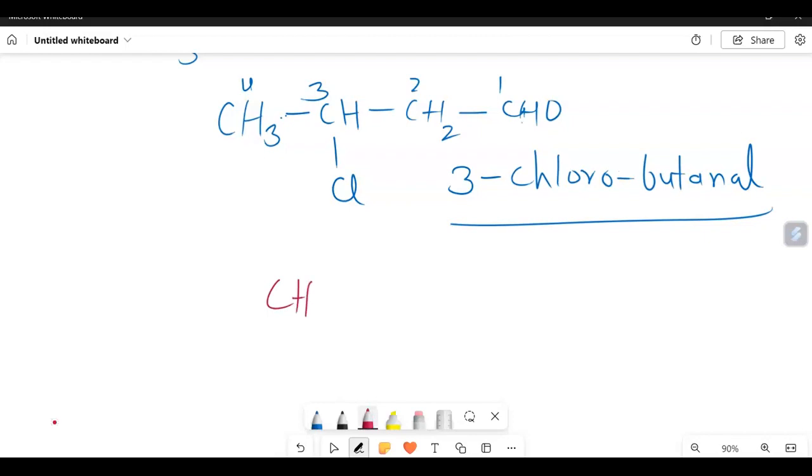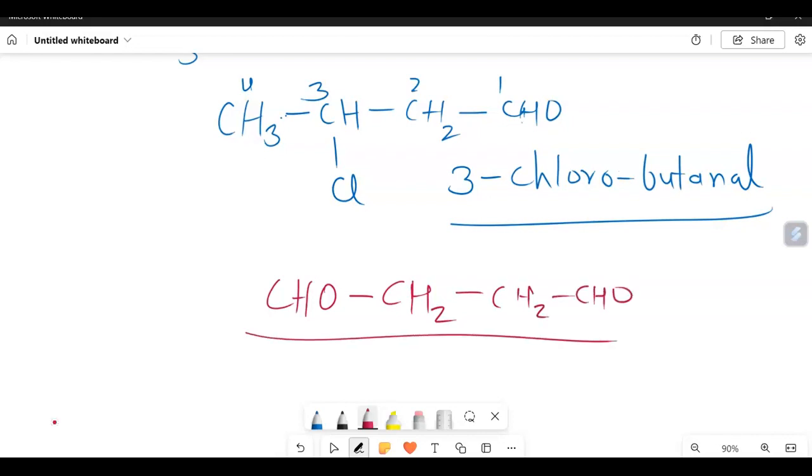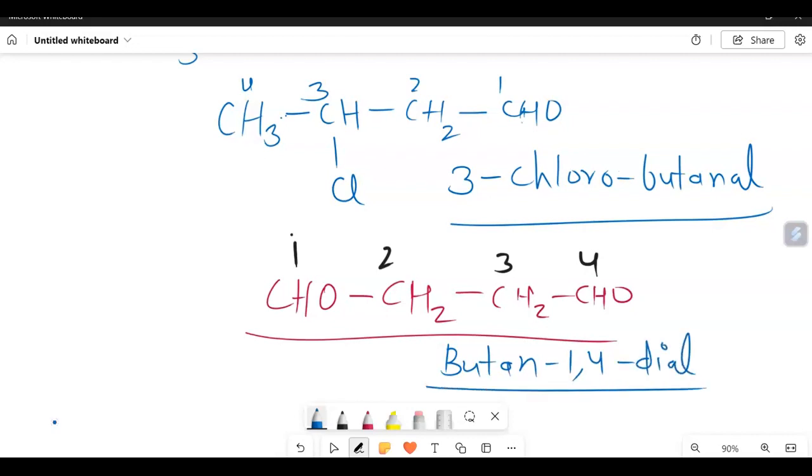What if there is 2? For example, CHO CH2 CH2 CHO. What can you name it? So 1, 2, 3, 4. The name of this compound will be butane, there are 4 carbons, 1,4 dial. Okay, this is the nomenclature of it.